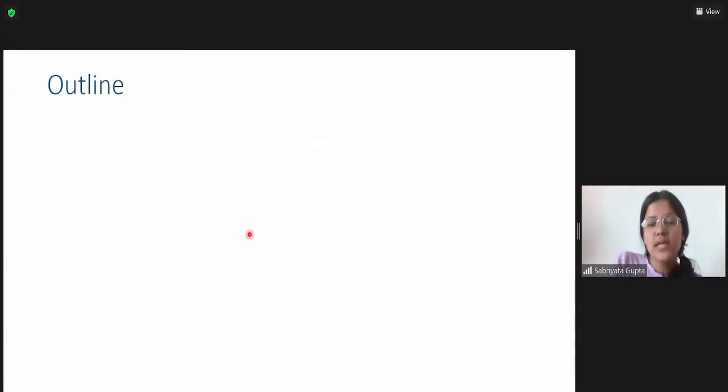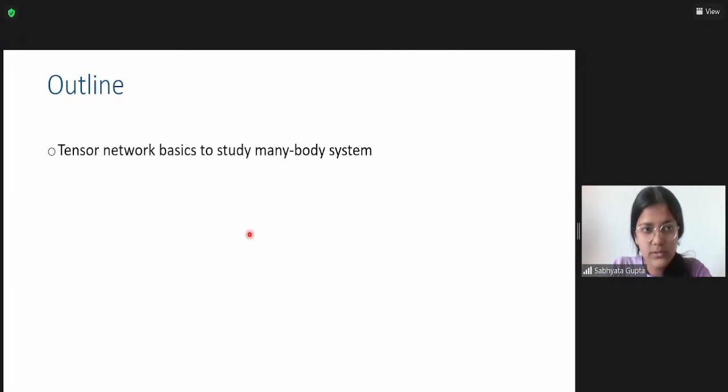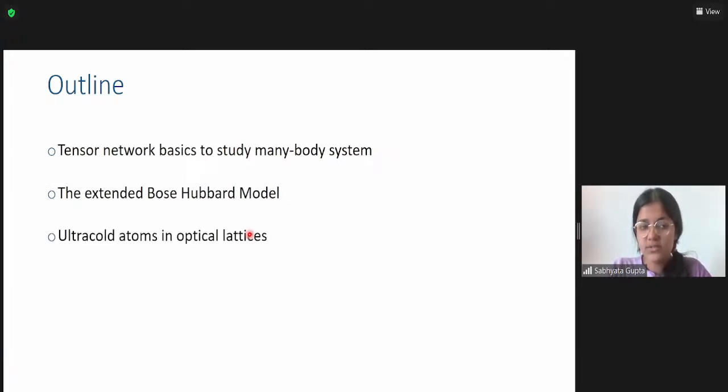Now I'd like to talk about the outline of my talk. The talk is structured as follows. First, I will give a brief overview about the tensor network basis to study many body systems. Then I will talk about the extended Bose-Hubbard model. After that, I'll talk about ultracold atoms in optical lattices from an experimental point of view in terms of quantum simulation. And after this, enough context would be set so that I can talk about what my master's thesis is about.